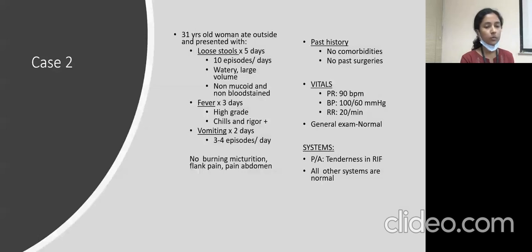Next, in case number 2, we have a 31-year-old woman who presented with loose stools for 5 days, fever for 3 days, and vomiting for 2 days. She has no comorbidities. She is vitally stable. Her general examination was normal. She only had some tenderness in her right iliac fossa, and all other systems were normal.